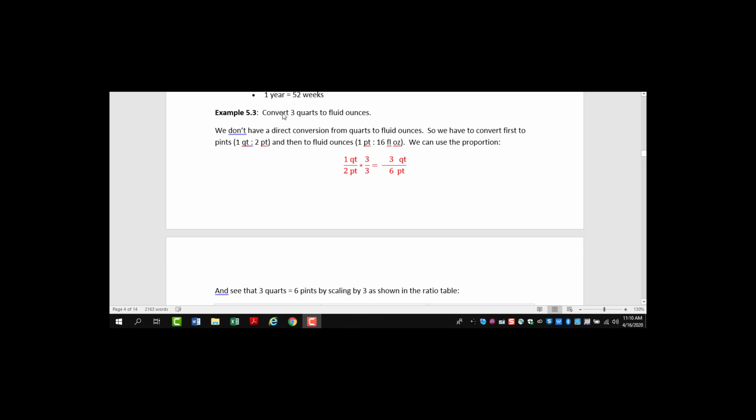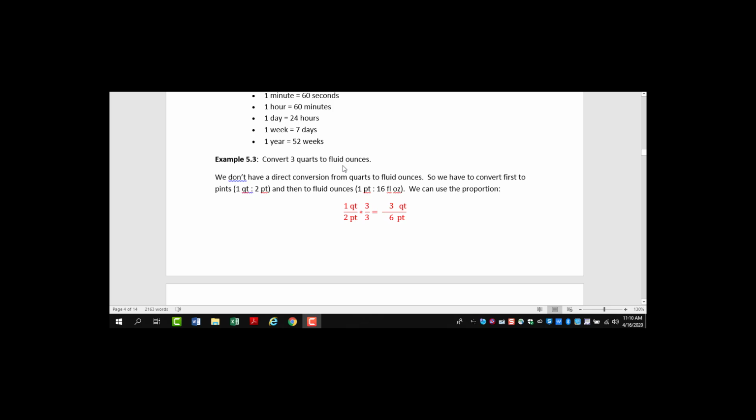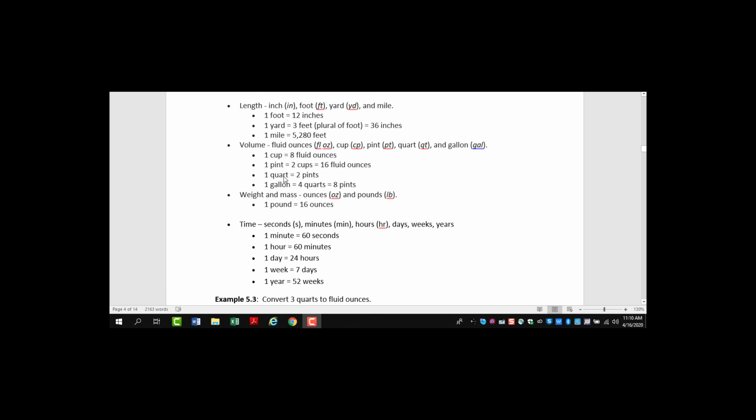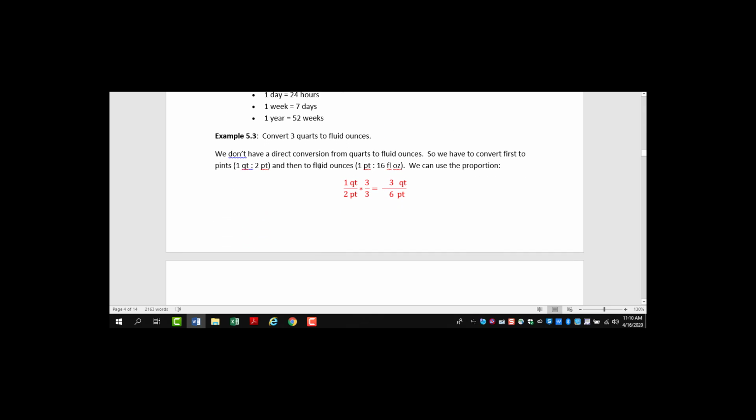So here we're going to convert 3 quarts to fluid ounces. So now we're dealing with volume. We don't have a direct conversion from quarts to fluid ounces. So first we have to convert to pints, because if you look here, we're going to go quarts to fluid ounces. So here's quarts to pints, and pints to fluid ounces. So we have to make one conversion and then make another conversion. So it's a double conversion. So you have to think about it.